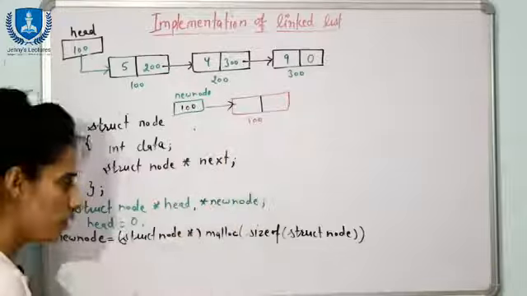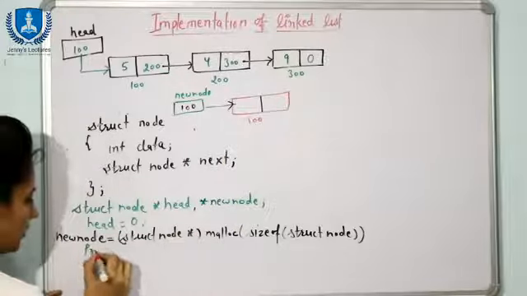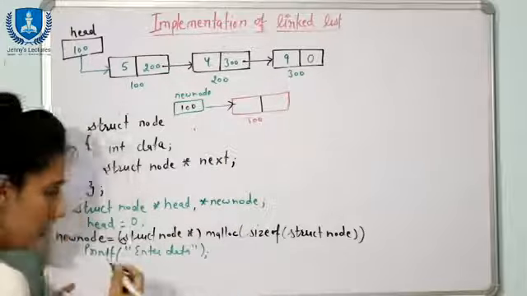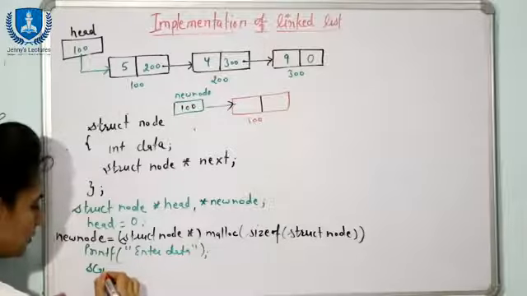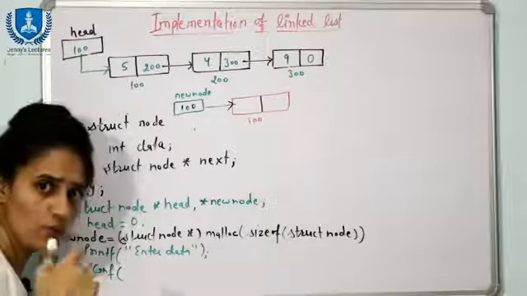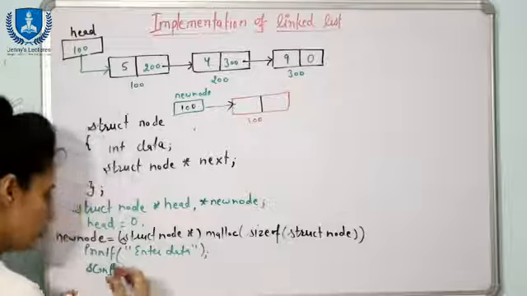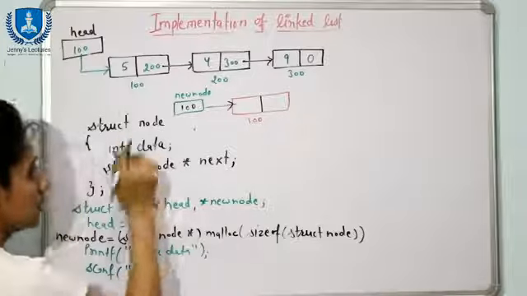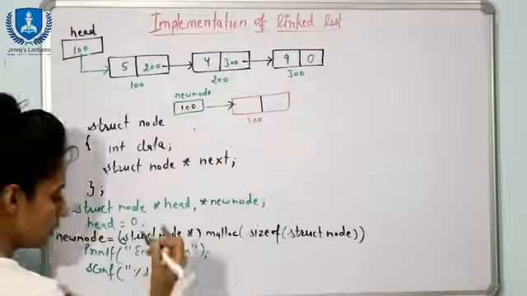So you can ask the user for the data. How will you write it? Using scanf, you are going to take the input from the user. The data type is int, so we are going to use %d.